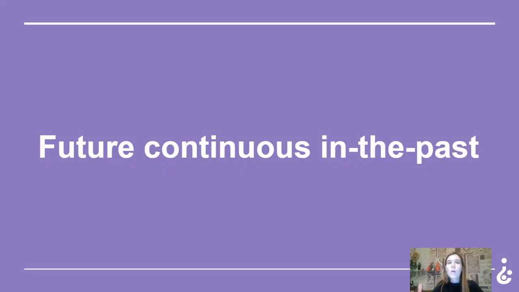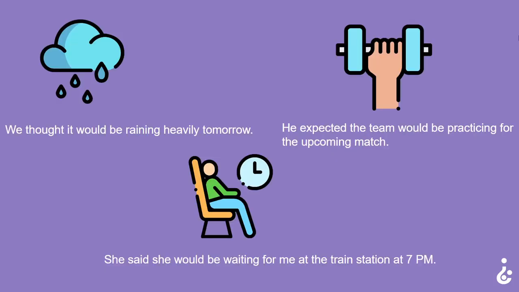Very good. Now for future continuous in the past. We thought it would be raining heavily tomorrow. He expected the team would be practicing for the upcoming match. She said she would be waiting for me at the train station at 7 p.m.